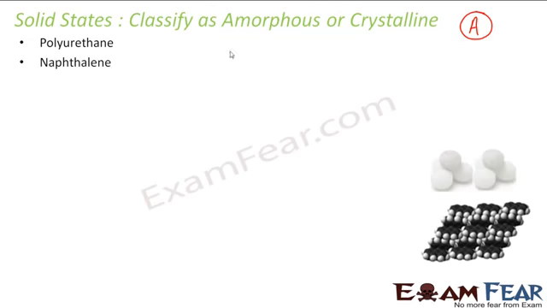Take the example of naphthalene. We have already seen it's crystalline. Naphthalene is a crystal, and it has an aroma. That is something we know. If you try to cut it, you'll get a sharp edge, and if you try to melt it, it will have a very sharp melting point.